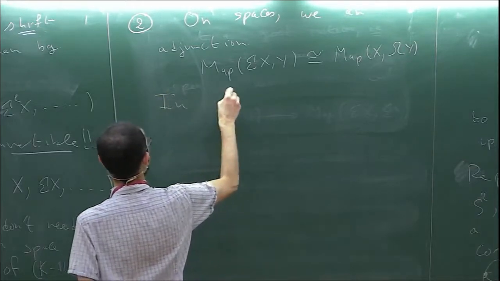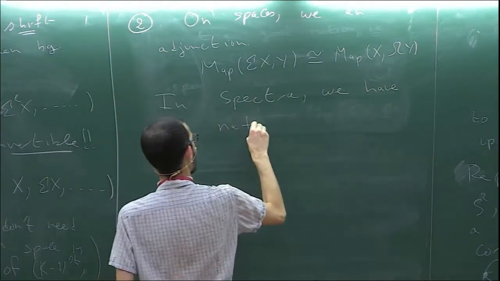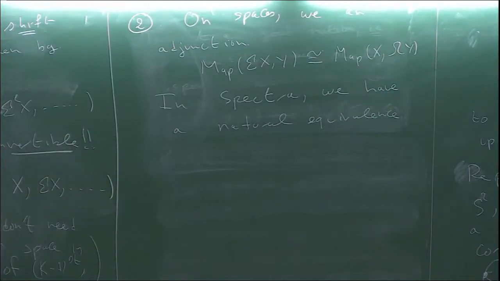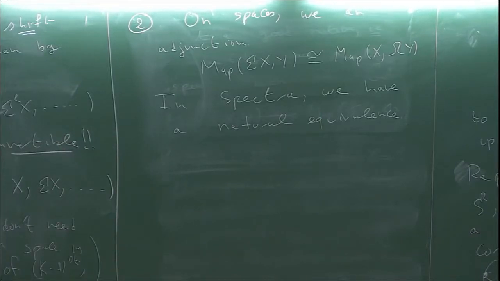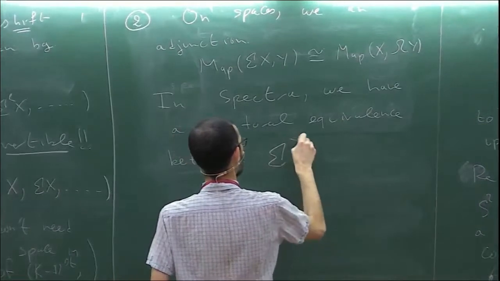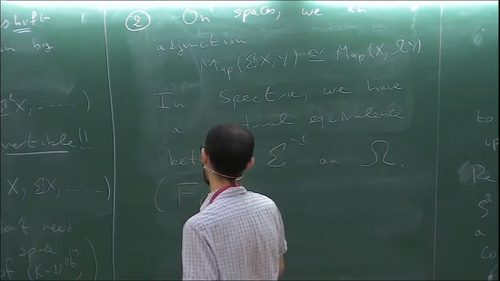In spectra, we have a natural equivalence, so you can just take loops y, and you can apply it level-wise here. If you think very carefully you can't quite swap the two things, sigma and loop, but you can use that adjunction to create a new spectrum in which the spaces are basically the suspension spectra of the suspensions of the loop space of the one copy of the loop space. Anyway, we have a natural equivalence between sigma inverse and loop, and this natural equivalence arises because of the Freudenthal suspension.